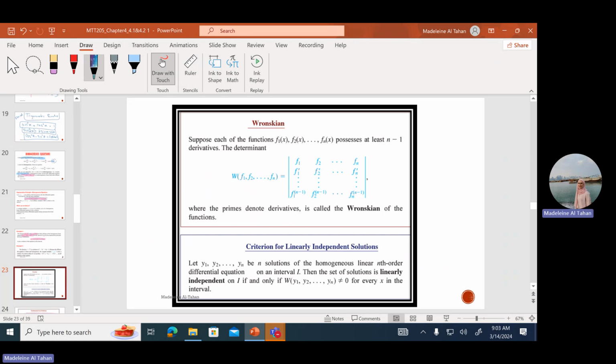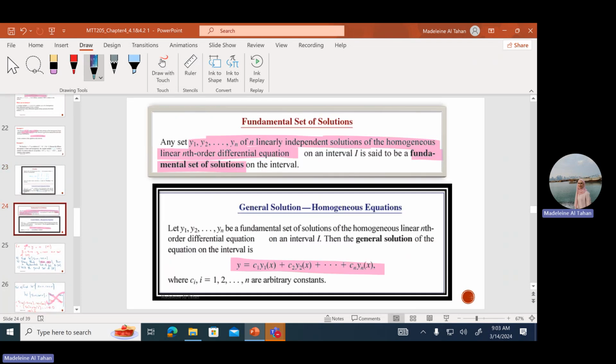So to be linearly independent, we said that the Wronskian should be not 0. In this way, it will be linearly independent. Otherwise, if it's equal to 0, it will be linearly dependent. If it is linearly independent and the number of solutions is the same as the order, what do we call it? Fundamental set of solutions. Okay, and how do we write the general solution for the homogeneous equation? We write it this way. These ones were discussed last section.